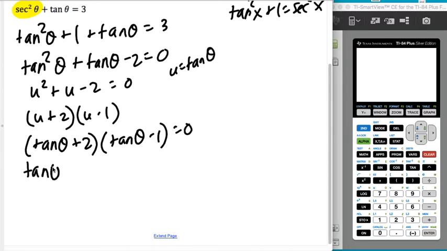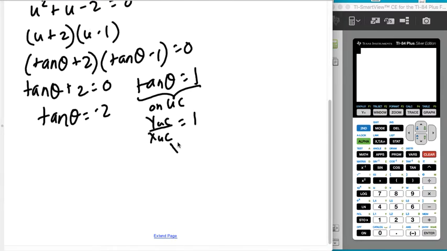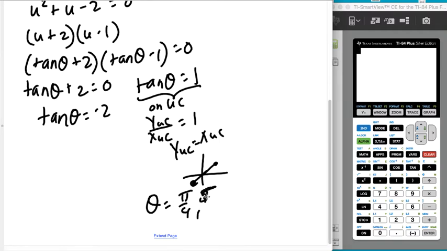Either tangent of theta plus 2 is 0, which means tangent of theta is negative 2, or tangent of theta is 1, and that's fine. Okay, so this one I can do on the unit circle. Tangent of theta is 1 on the unit circle. That's when y on the unit circle over x on the unit circle is 1. So that's when x and y on the unit circle are equal. And that happens right here and right here. So that answer is definitely going to be pi over 4 and 5 pi over 4. Okay, that's fine, right? So that's pi over 4 and 5 pi over 4.